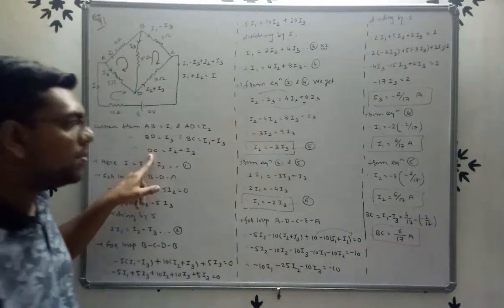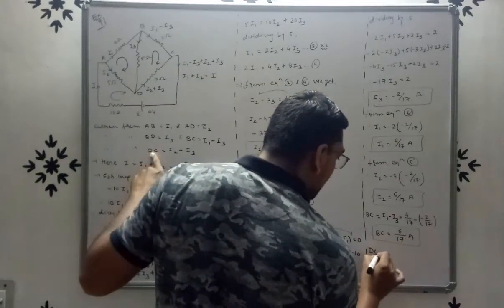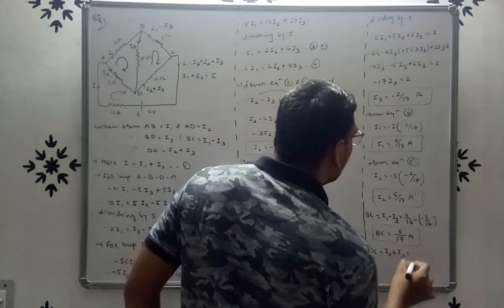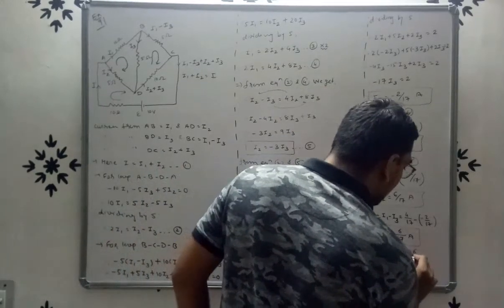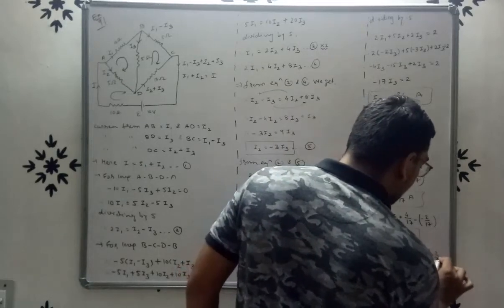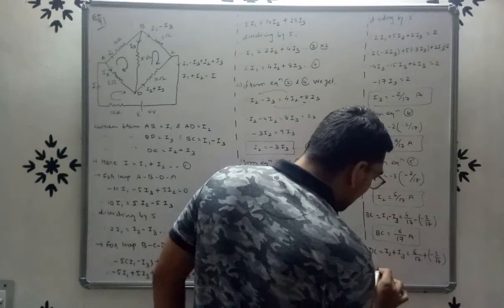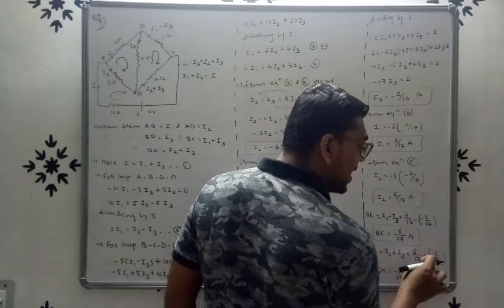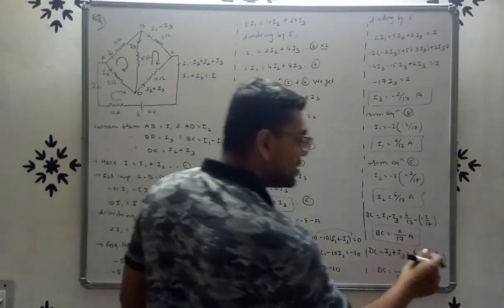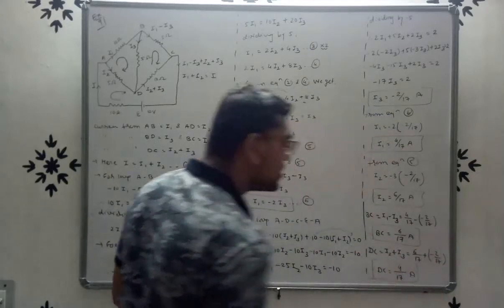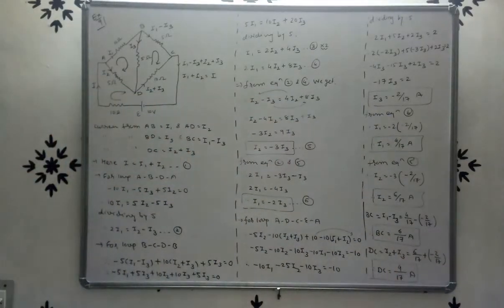Then current flowing from DC. So current flowing from DC is equals to I2 plus I3. Value of I2 6 by 17 plus value of I3 minus 2 by 17. So current flowing from DC is equals to, here we take 17 LCM, so 6 plus minus, so 6 minus 2, that is 4. So current flowing from DC is 4 by 17 ampere, right?